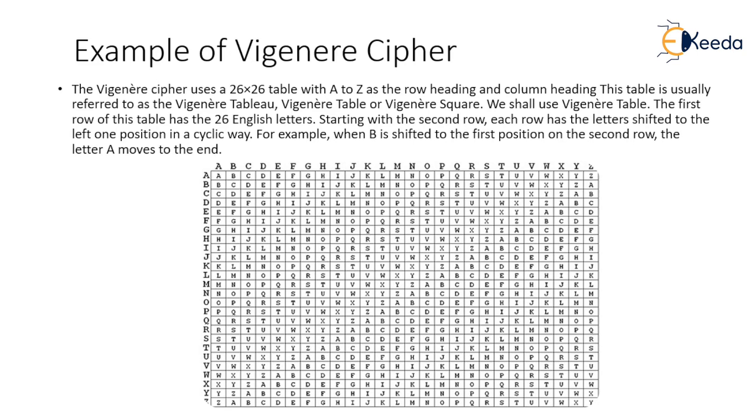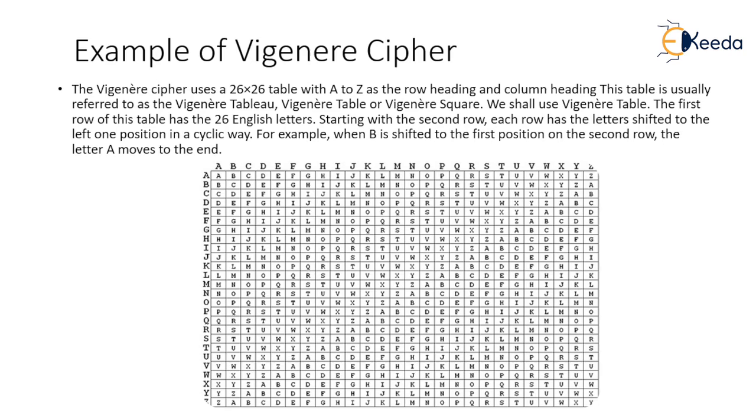Similarly, you can see the third row is starting with the letter C and it is ending with the letter B, followed by D ending with the letter C, E ending with the letter D, F ending with the letter E, and so on. And the last row, that is the Z, is starting with the letter Z, which is ending with the letter Y. So in this way, we get the 26 by 26 Vigenere table.